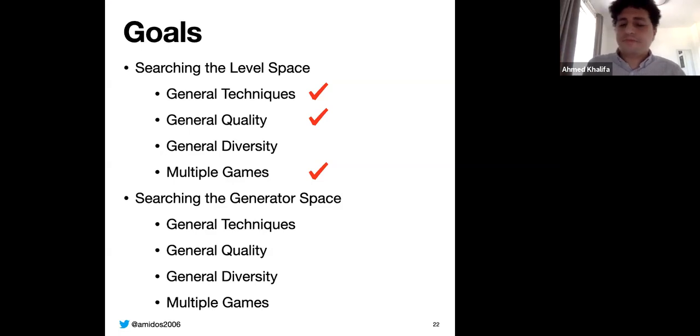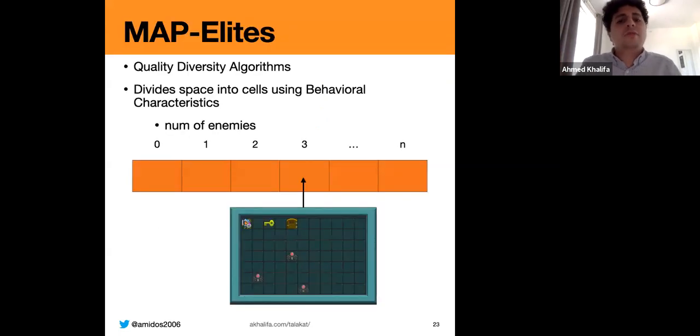So I started looking around, and there was this new algorithm called MAP-Elites that was just starting to emerge. And for people who don't know MAP-Elites, it is a quality diversity algorithm. So what it tries to do is enhance the quality of the level itself, but at the same time, it tries to make sure that the levels are also explicitly diverse. For example, it has something we call a behavioral characteristic, and it divides the search space of the levels using the behavioral characteristic.